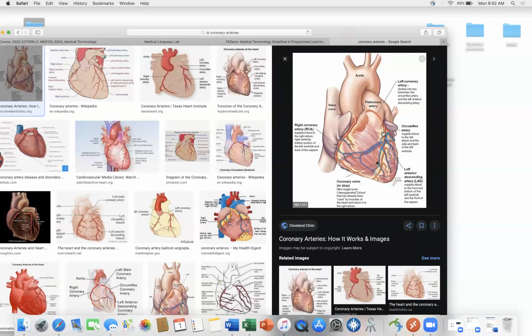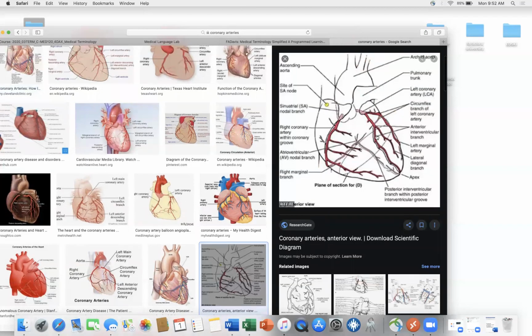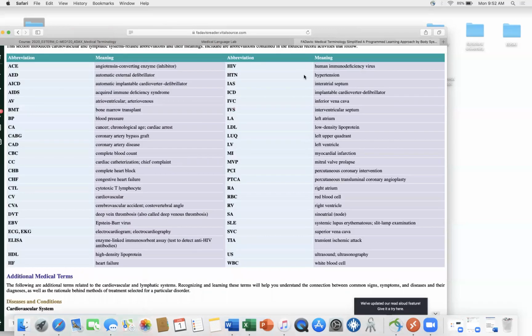These are your coronary arteries, and here's another example of it. These are all the arteries that surround your heart. Coronary arteries are special because they're the arteries that feed your heart itself, and that's the location of heart attacks. When these things get blocked, then you'll have an MI, myocardial infarction. What else is good? CAD, coronary artery disease.